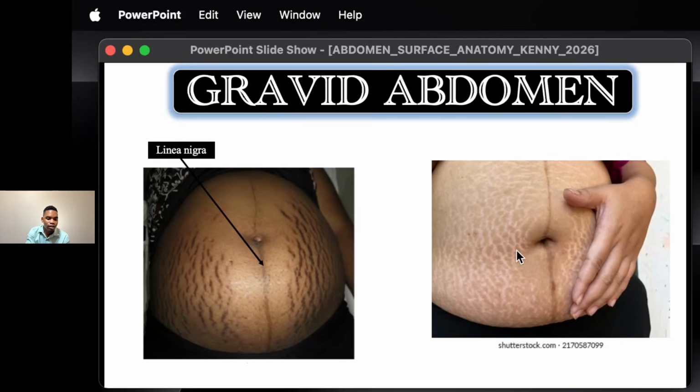Another important thing in a gravid abdomen is the presence of stretch marks. These stretch marks in pregnancy are called the striae gravidarum. They are not limited to the abdomen; they can happen on the thighs and the buttocks. But again, this is not the classic presentation of pregnancy, because even someone who is not pregnant can have these stretch marks.